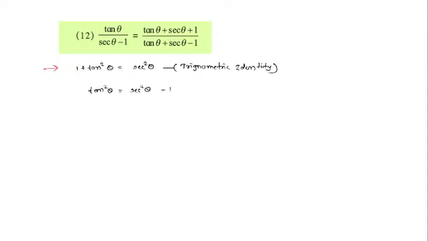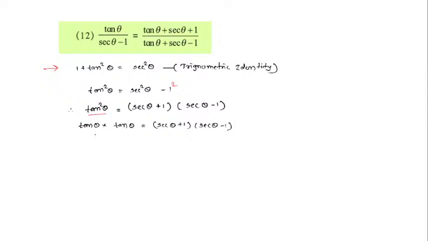to sec square theta. So if we transfer 1 to the right hand side, it will be tan square theta is equal to sec square theta minus 1. So we can write it as sec square theta minus 1 square. So we can use the expansion formula sec theta plus 1 into sec theta minus 1. Now tan square means tan theta into tan theta. So we have done one adjustment here. That is equal to the right hand side as it is sec theta plus 1 into sec theta minus 1.